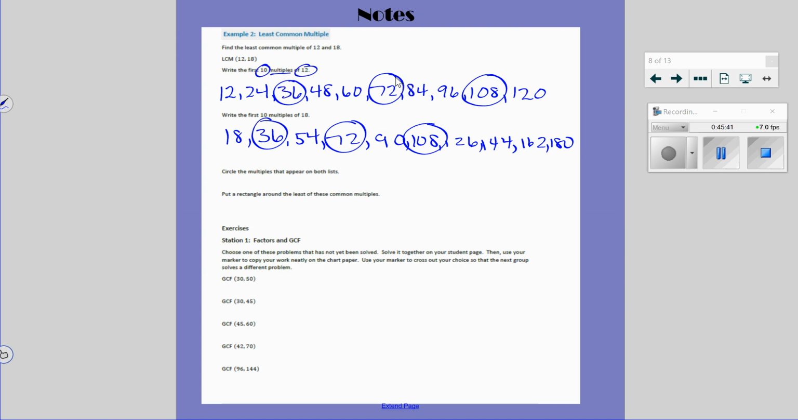So our LCM for these two is 36. We already showed you how to do that using the factor trees. So it took us close to 20 minutes to do all this, right? I will grant that was doing 2 different methods. Now, do you guys want to see the easy way to do this?